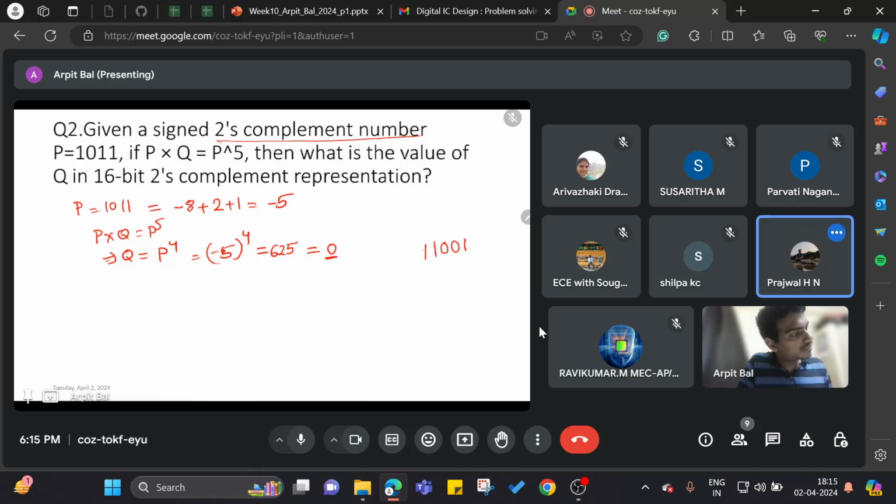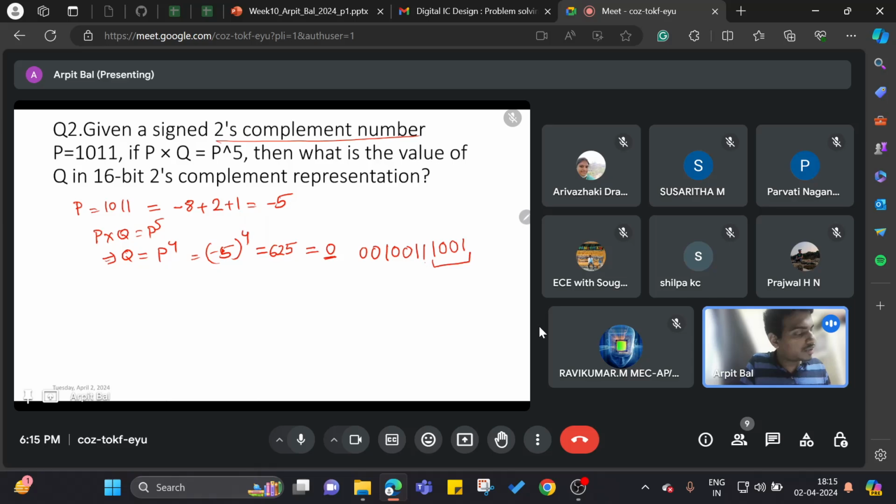100111001. Yeah, 001. And the rest you can append with zeros. This is 4, 8, 12 and 3 more zeros. Okay, so this is the 16-bit 2's complement representation.